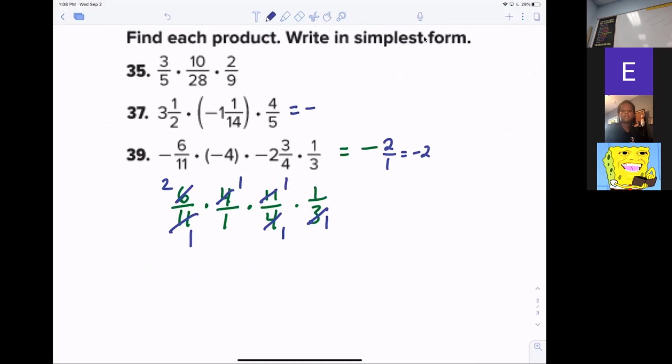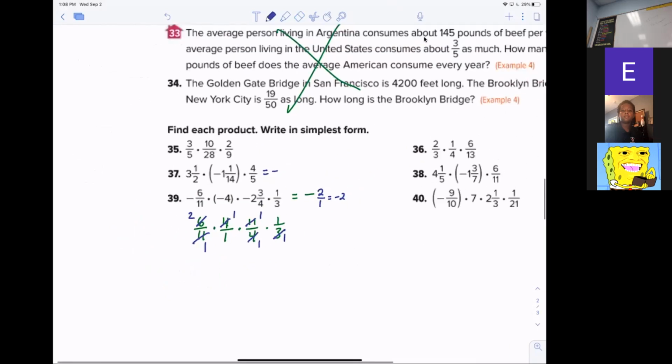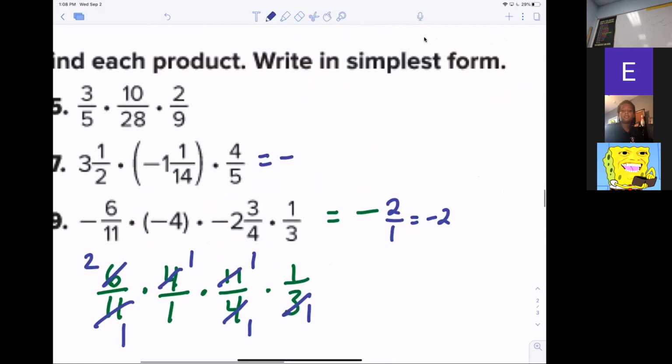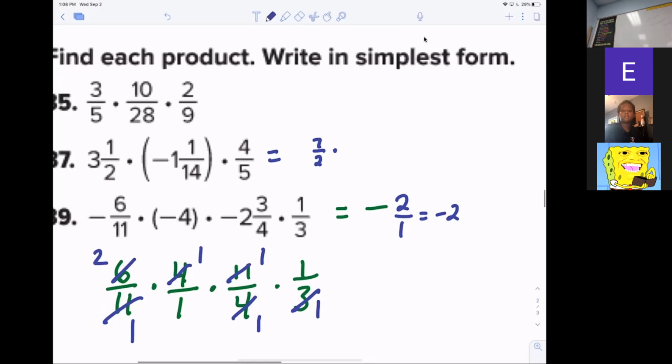Yes, the answer is negative. The first one will be 7 over 2, I'm just going to write right over here. 7 over 2 multiplied by 15 over 15. Good job. And then multiplied by 4 over 5. All right.